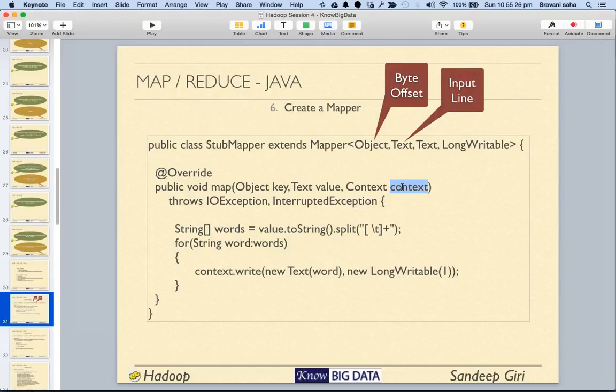The context will be an object provided to you. So in your stub mapper, the map function will receive a key, a value and a context. You receive three things from Hadoop. And inside this map function, you will write your logic. Here, our logic says value.toString, meaning convert the value into a string, split it by tab or space, and that way you will get an array of words. You iterate over this array of words and write that output into the context.